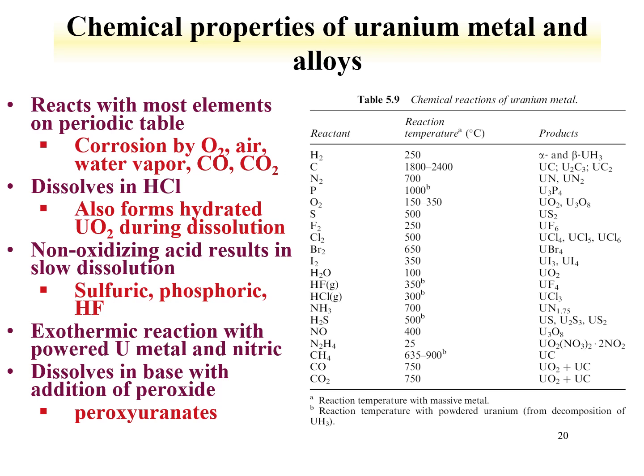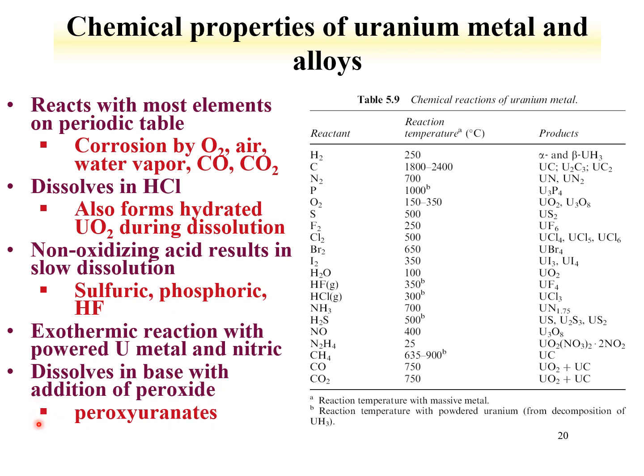The metal dissolves in HCl, and non-oxidizing acids can result in slow dissolution. The metal, especially if it's powdered, large surface area, forms lots of heat when it is dissolved in nitric acid. And it can dissolve in a base with the addition of peroxides.